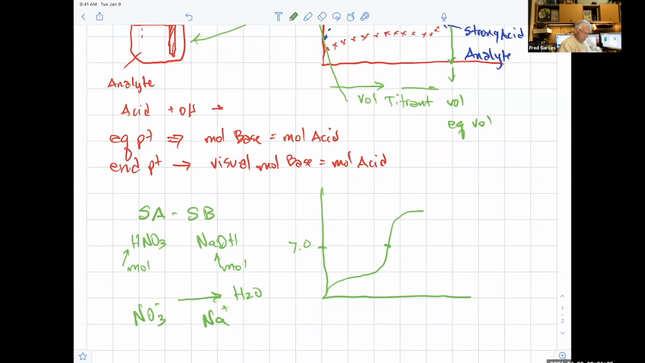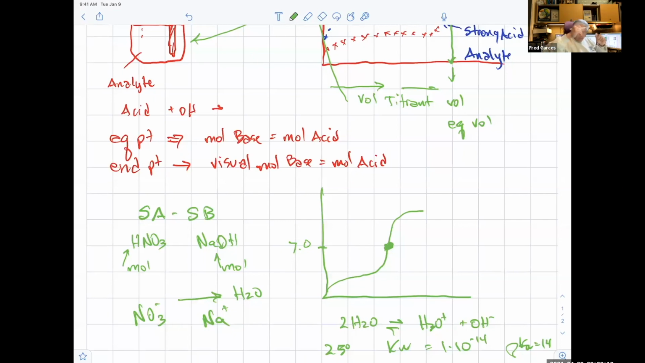Remember, water auto dissociates: two waters goes to hydronium ion plus hydroxide. And at 25 degrees, the Kw equals 1 times 10 to the minus 14, and the pKw equals 14, which means that the hydronium ion concentration is 1 times 10 to the minus 7. So in a strong acid, strong base titration, your equivalence point is always going to have a pH of 7, even if your base is stronger than your acid, because what happens at the equivalence point is that the moles are going to end up the same.